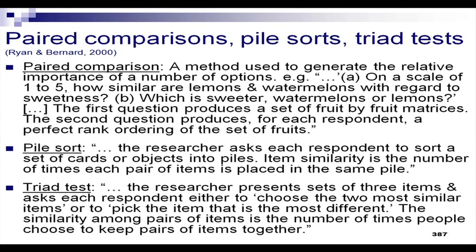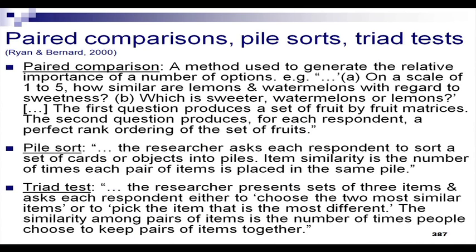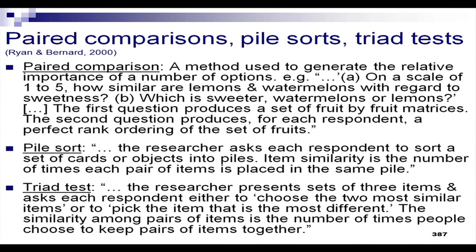Okay. The next technique that we'll talk about is called paired comparisons, pile sorts, and triad tests. Now I've put all three on one slide, and I'm sorry for the clutter, but it's helpful if you see all three together. Paired comparison is a method used to generate the relative importance of a number of options. For example, and again I've taken the example from the book itself, on a scale of 1 to 10, how similar are lemons and watermelons with regard to sweetness? So you grade them. Then the second question you'll ask is, which is sweeter, watermelons or lemons?